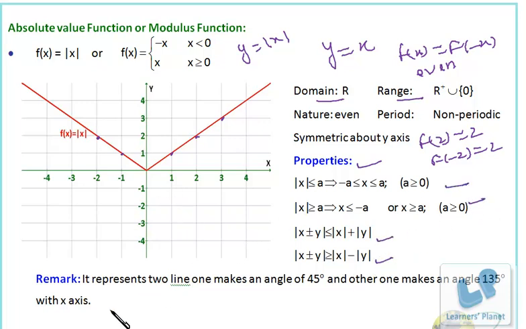Now remark, it represents two lines. This angle is 45 degrees with the positive x-axis, and this complete angle is 135 degrees with the positive direction of the x-axis. This angle will be 90 degrees. This is 45 degrees. If we take it from the negative x-axis, this will also be 45, right? So this complete angle is 180, so this part will be 135 degrees.